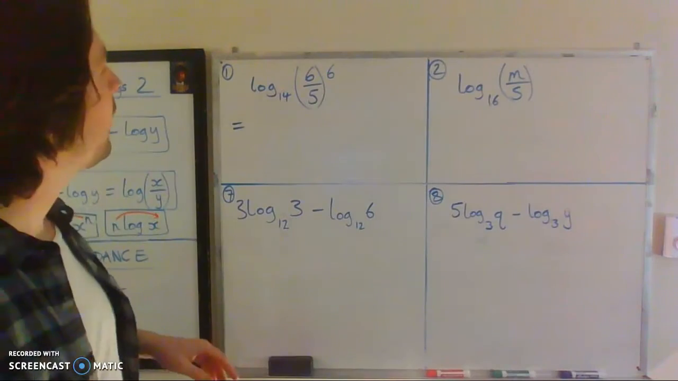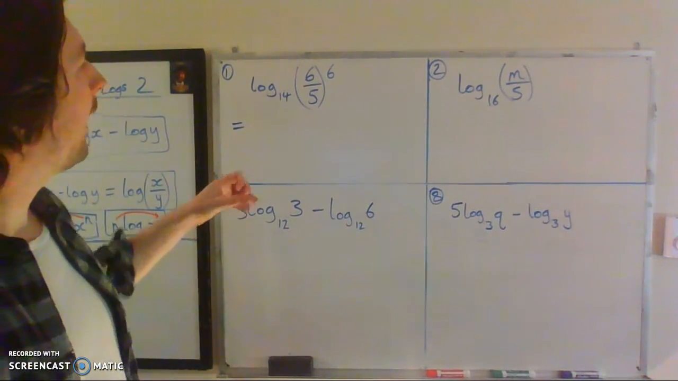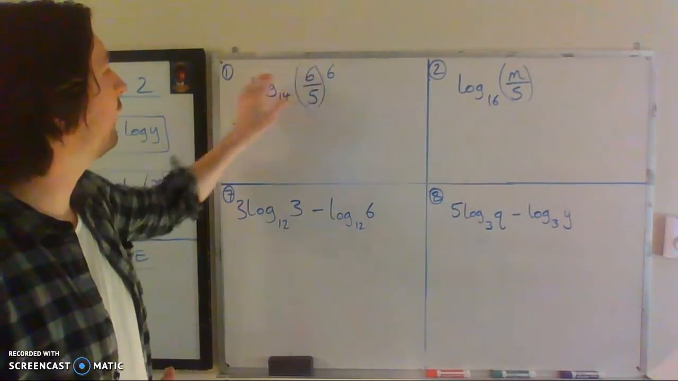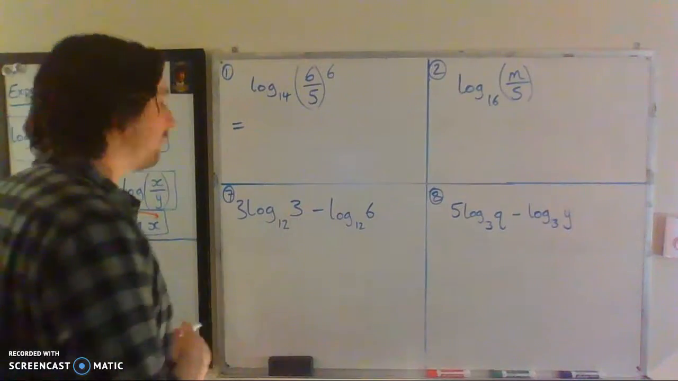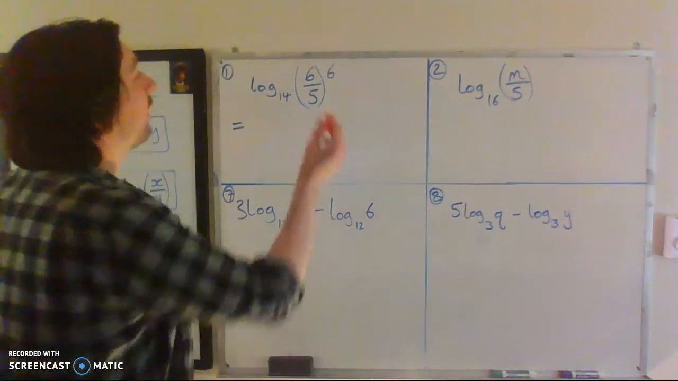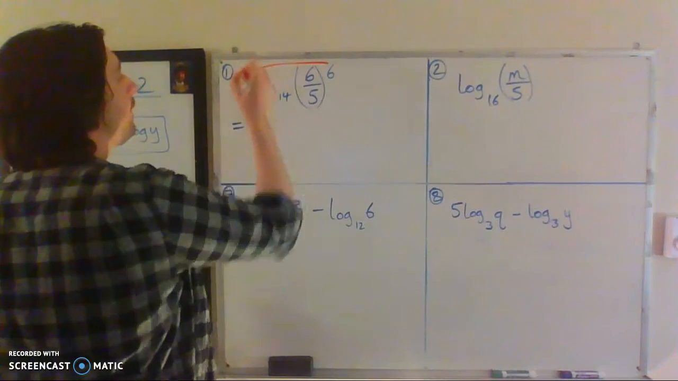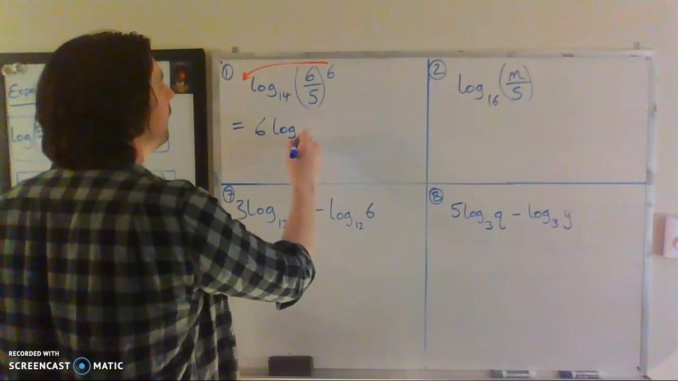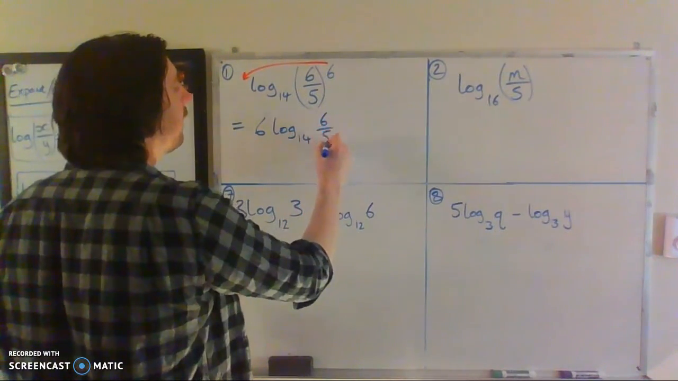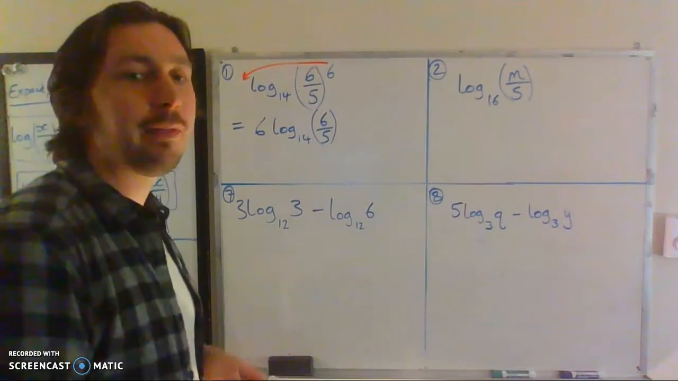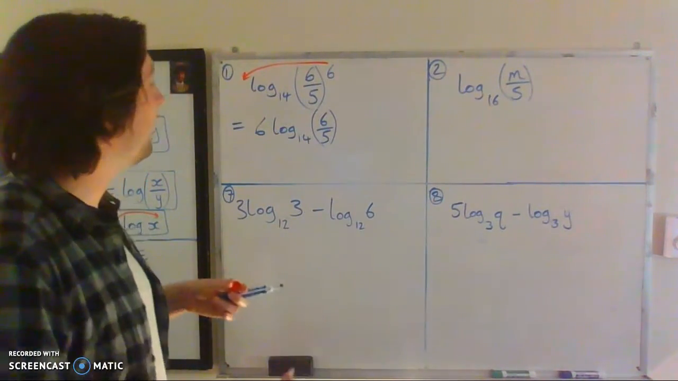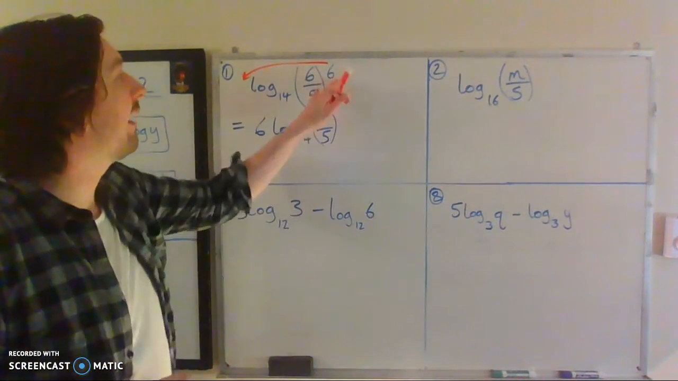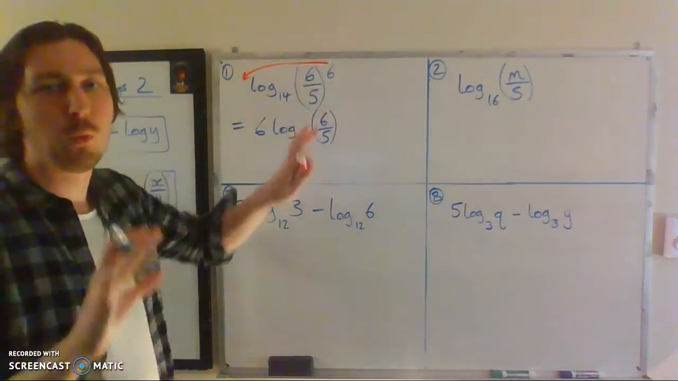First, I'm going to expand this one, and you see it's got the power on the outside here. That means both of my logs are going to have this number 6 in front of them. Let me show you. First thing I'm going to do is bring this down, and I'll have 6 log base 14 of 6 over 5. And then I'm going to expand it out. Note that I brought this down first because it was on the outside. If it was on the inside, I'd want to wait. Okay?